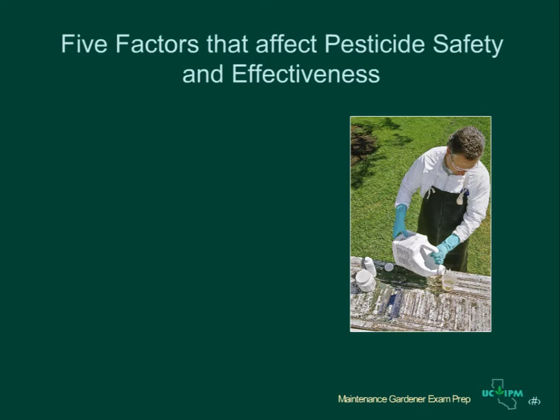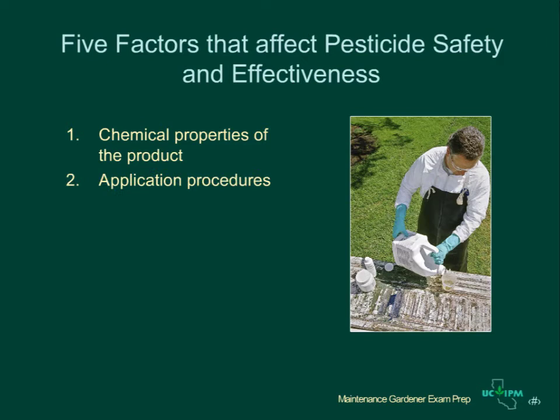When applying pesticides to control pests in a landscape, you want to be sure that your treatment effectively controls the pest, but you also need to make sure that the application is safe for people and the environment. Five factors are involved in determining safety and effectiveness of a pesticide application. These include, number 1, the chemical properties of a pesticide product, including its toxicity and how long it takes for it to break down. Number 2, application procedures that effectively move the pesticide into contact with the pest, but keep it out of the environment as much as possible.